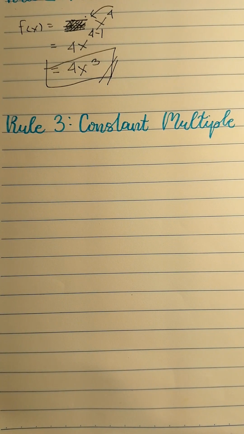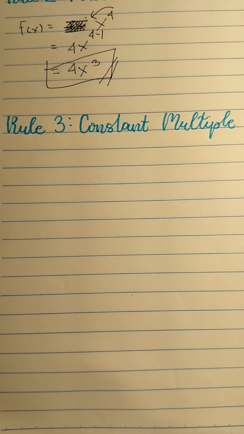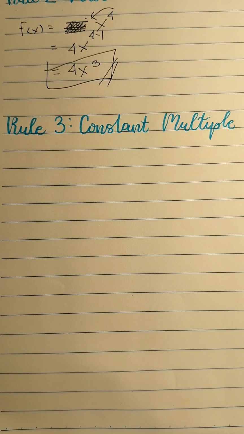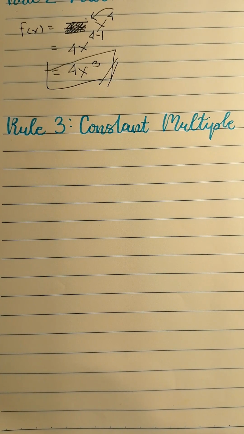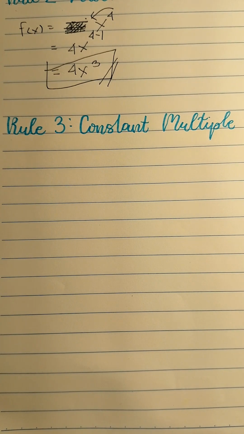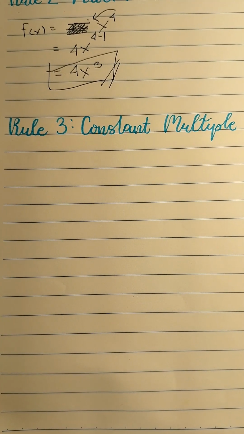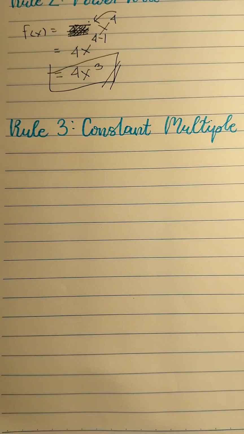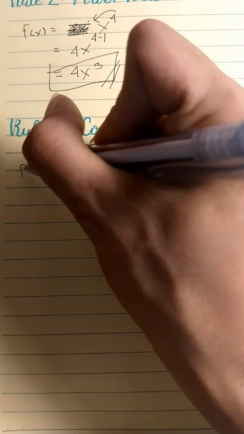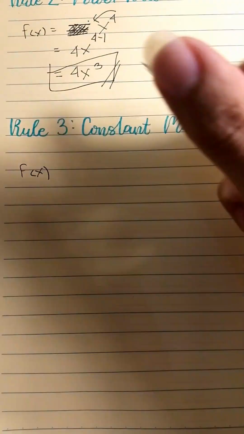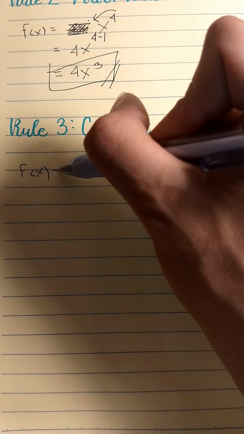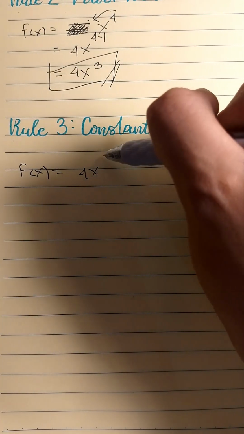If f of x is equal to k times h of x, where k is a constant, then f prime of x is equal to k times h prime of x. This is just like applying rule number 1 and rule number 2. For example, f of x is equal to 4x raised to 3/4.